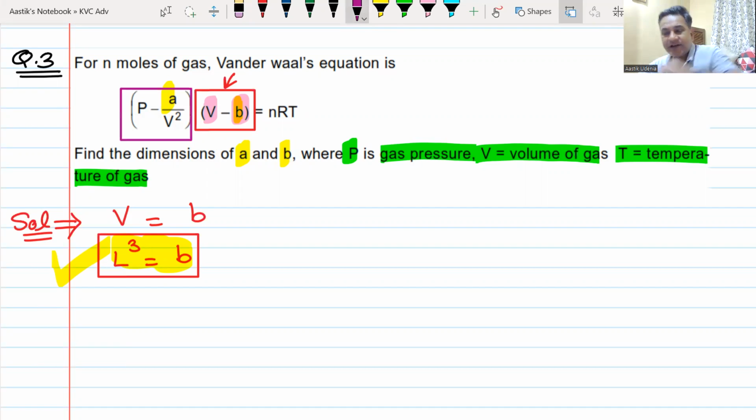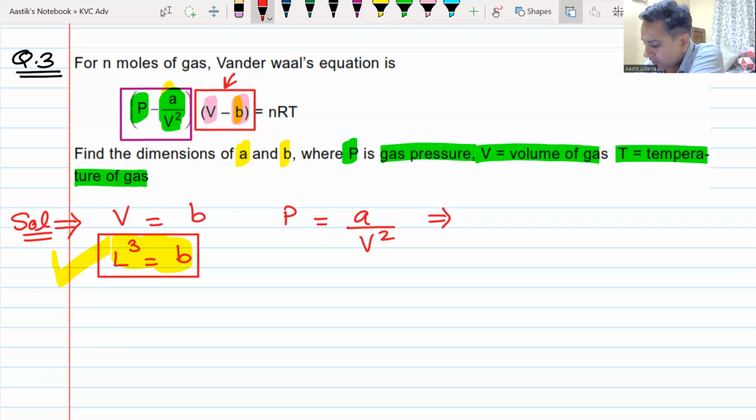In the second box, again, we have two terms which are subtracted. The first term in green is P, and the second term also in green is A by V square. Again, you must understand that only similar quantities can be added or subtracted. That means pressure P dimensionally must be equal to A by V square. They must represent the same quantity. Here again, we are not talking about their values, we are talking about their dimensions.